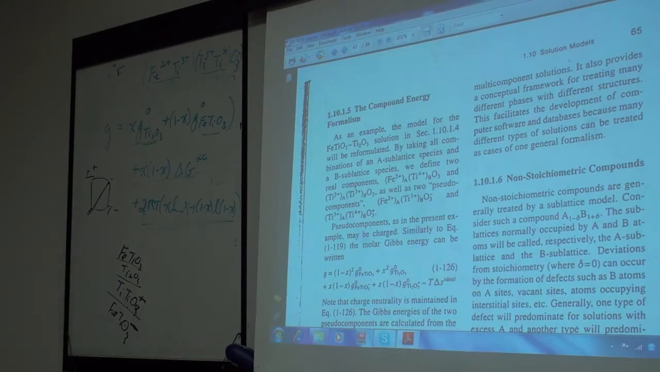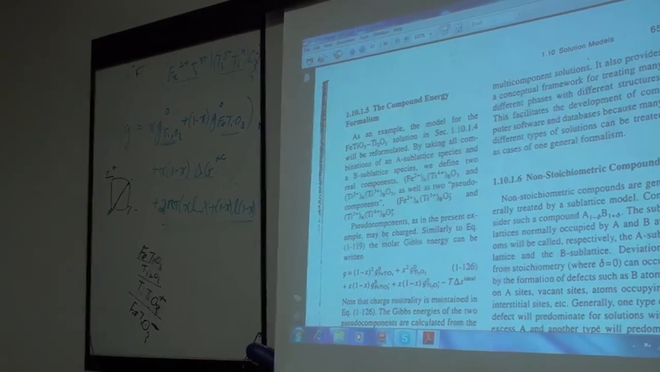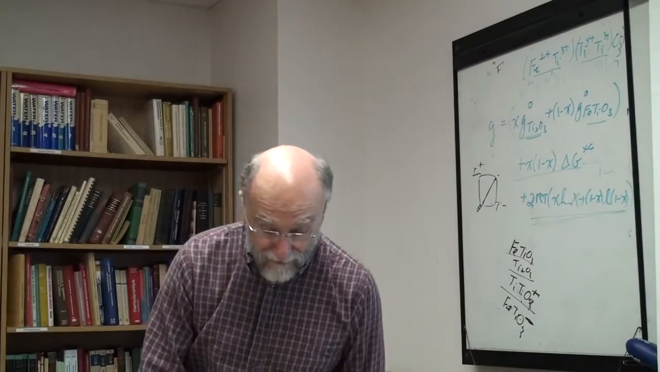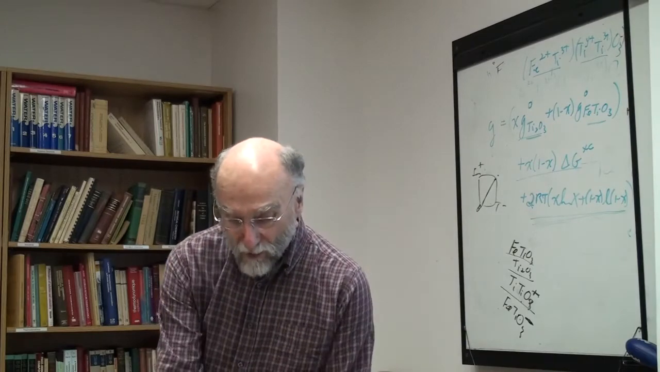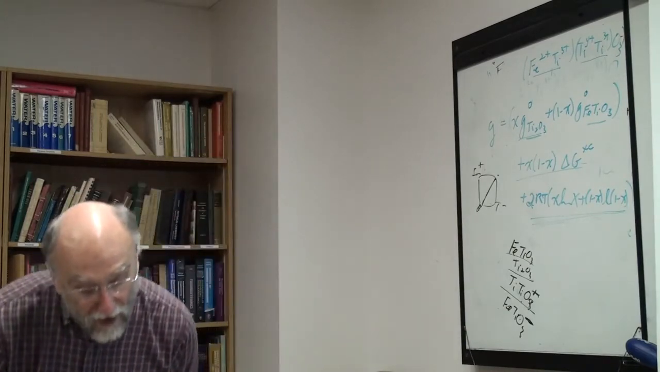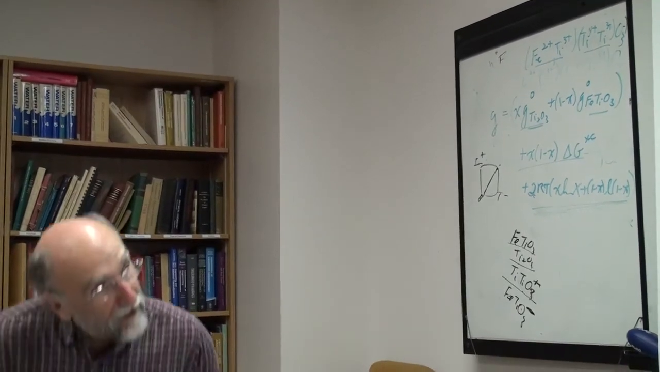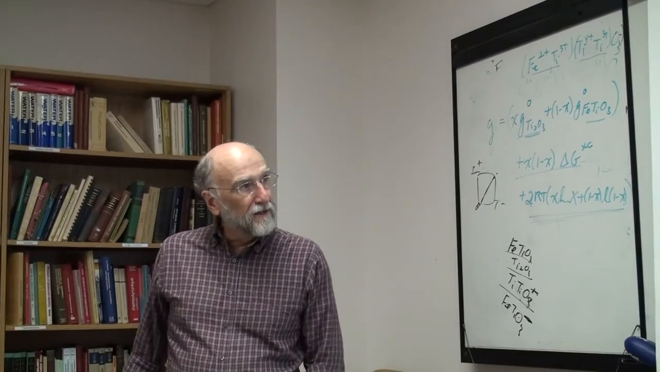Okay, let's look at this a little differently now in terms of why this is the model parameter. What is this delta G exchange? What does it mean exactly? How does it work out this way? Let's look at it as if we did not have, before we had the compound energy formalism, which actually came around about 1990.